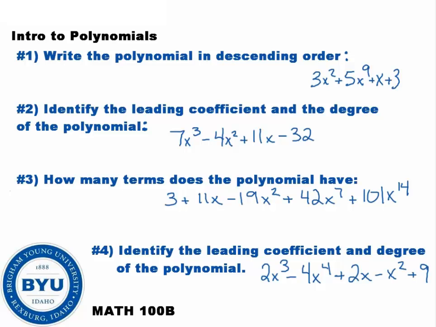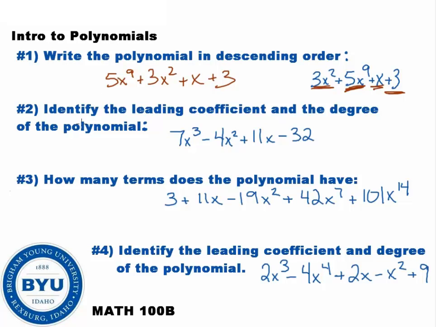Okay, let's see how you did. The first question says, write the polynomial in descending order. That means highest powers come first. So this has the highest power, so we're going to write 5x to the 9th. The next highest power would be this, so plus 3x squared. The next term with the highest power would be this, plus x, and then last would be plus 3. This is called descending order. It's got 4 terms, and we went from the highest power down.